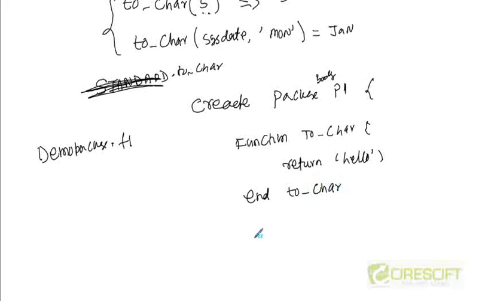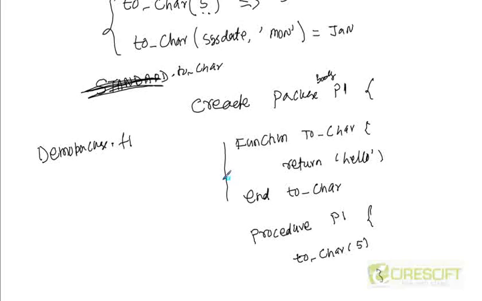Then I have another procedure inside that package body. Let's say procedure p1, and inside that procedure p1, let's say I am calling to_char 5. So in this case, what is going to happen is that to_char is going to be called in the function that we have overwritten.